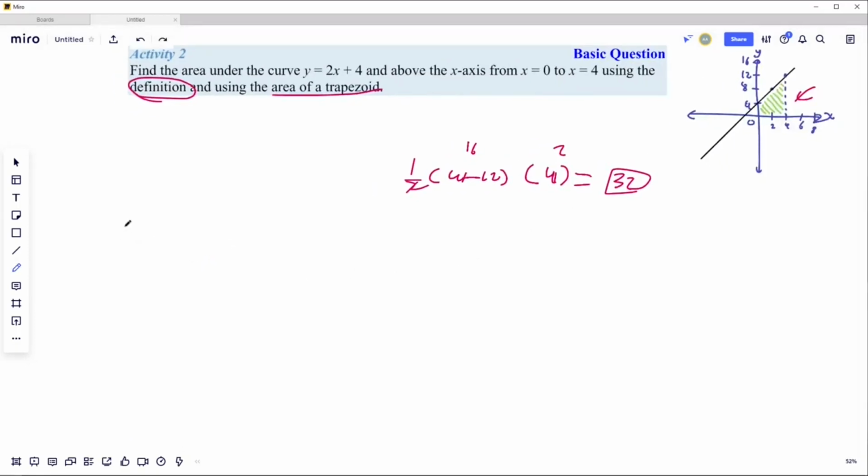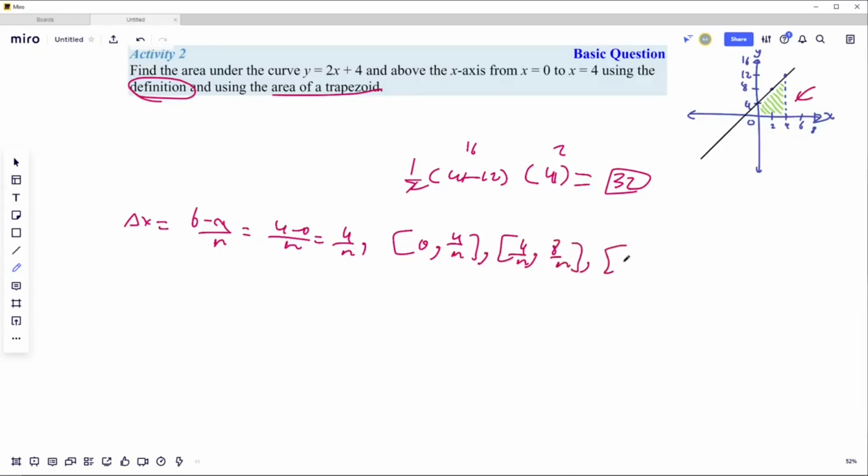As in the previous ones, we need to start with delta x, which is b minus a over n. So 4 minus 0 over n, you get 4 over n. And if you want your intervals, you start from 0, right? So 0 plus 4 over n, you get 4 over n. And then 4 over n again, plus 4 over n, you get 8 over n. And then add 4 over n again, you get 12 over n, and so on.